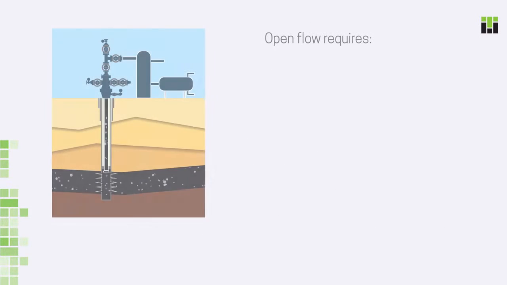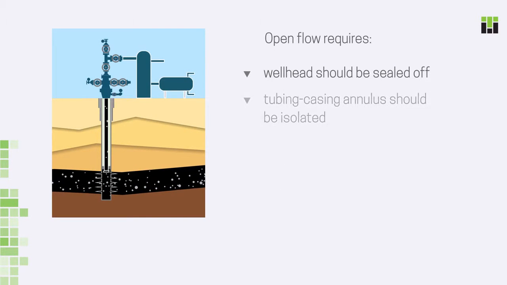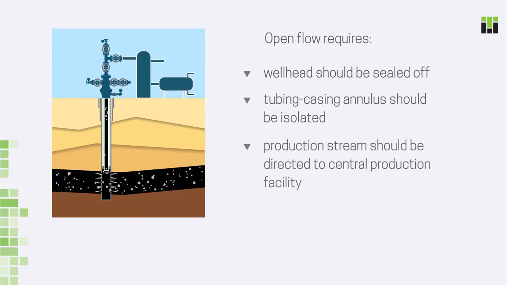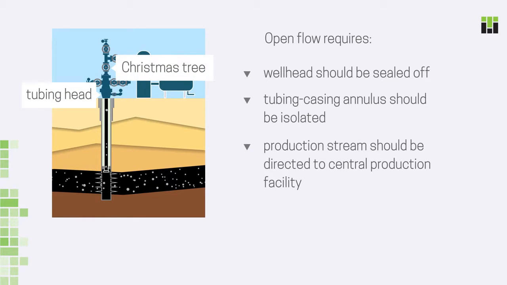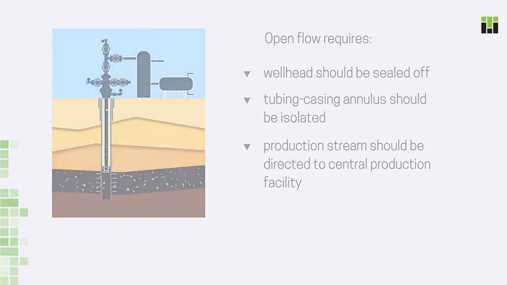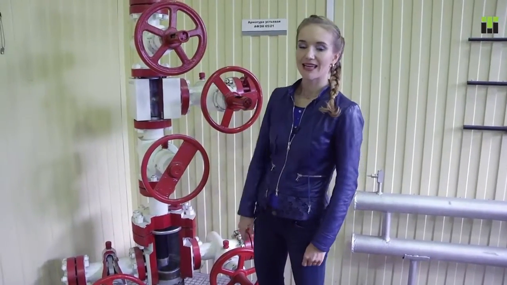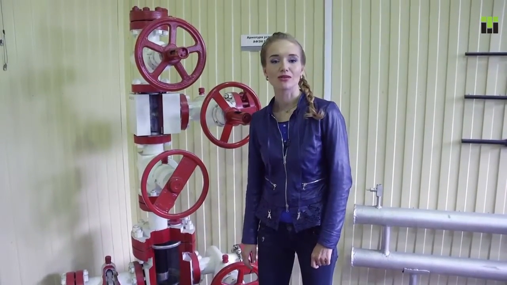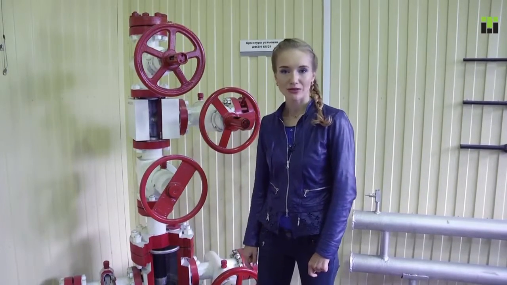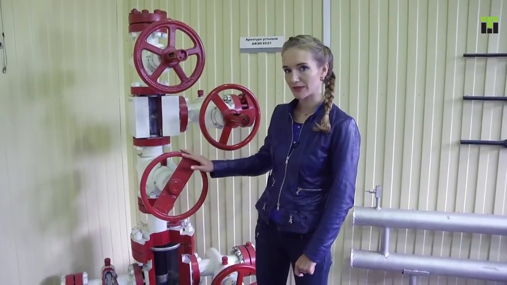Open flow requires that the wellhead should be sealed off, the tubing casing annulus should be isolated, and the production stream should be directed to the central production facility. If necessary, we also should be able to close such a well completely. This is ensured by installing special surface equipment, tubing head and Christmas tree with a manifold, on the wellhead of a free-flowing well. Wellhead equipment includes casing head and Christmas tree. Casing head connects the upper section of the casing string, seals off the annular space, and supports the Christmas tree assembly.